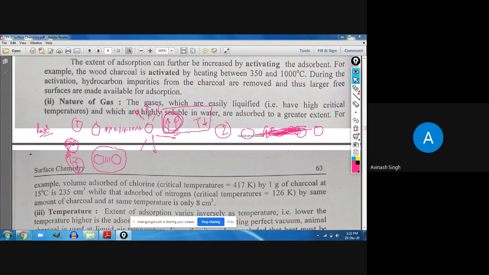So Sultan, you tell me, which gas is more real? Gas 1 or gas 2? Gas 2. All right. Why do you think gas 2 is more real? Because there is more interaction as compared to the first gas. Correct.